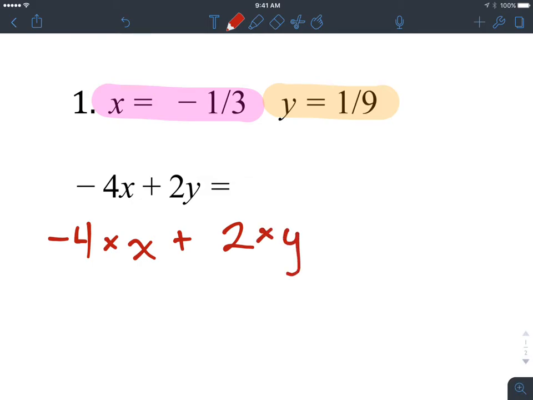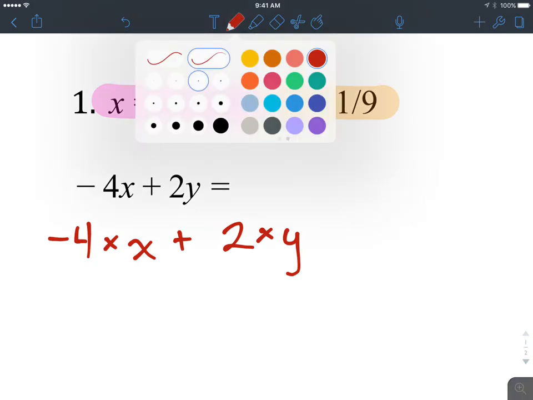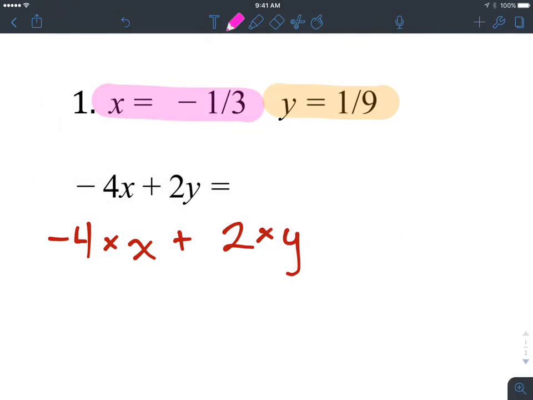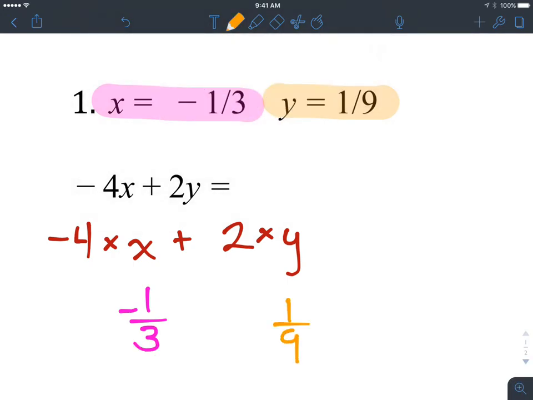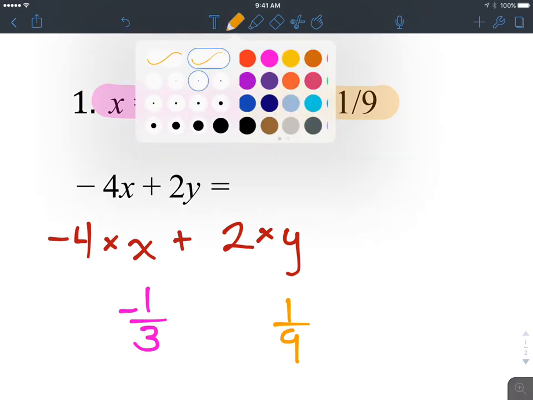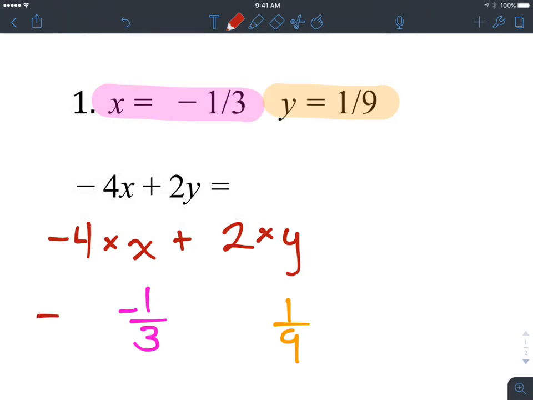And so now we'll go ahead and plug in those values. So x is equal to negative 1 over 3, and then y is equal to 1 over 9. So I'm going to just put that in for x and y, and then drop everything else down the same. So negative 4 times, instead of x, negative 4 times negative 1 over 3, plus 2 times 1 over 9. So now we've substituted in x and y.